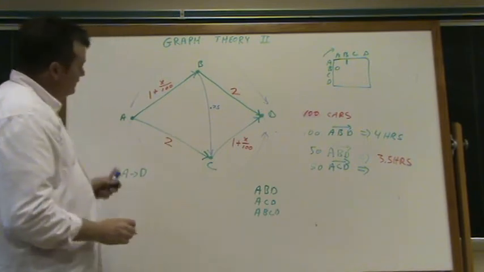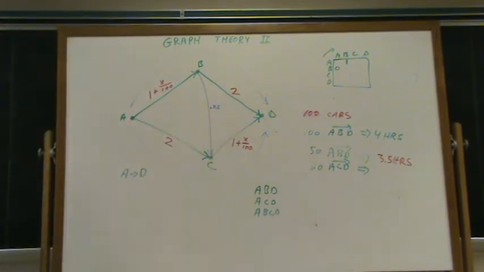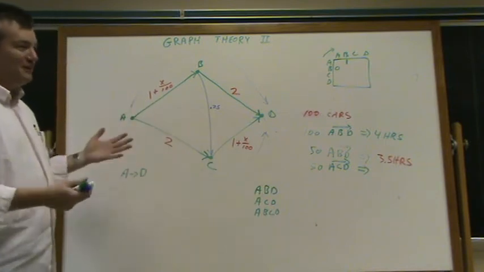A, B, C, D. Okay, so now there's a third way. So this could only help, right? Could this make things worse? Intuition says it can't make things worse, right? Why would adding a new road make things worse?